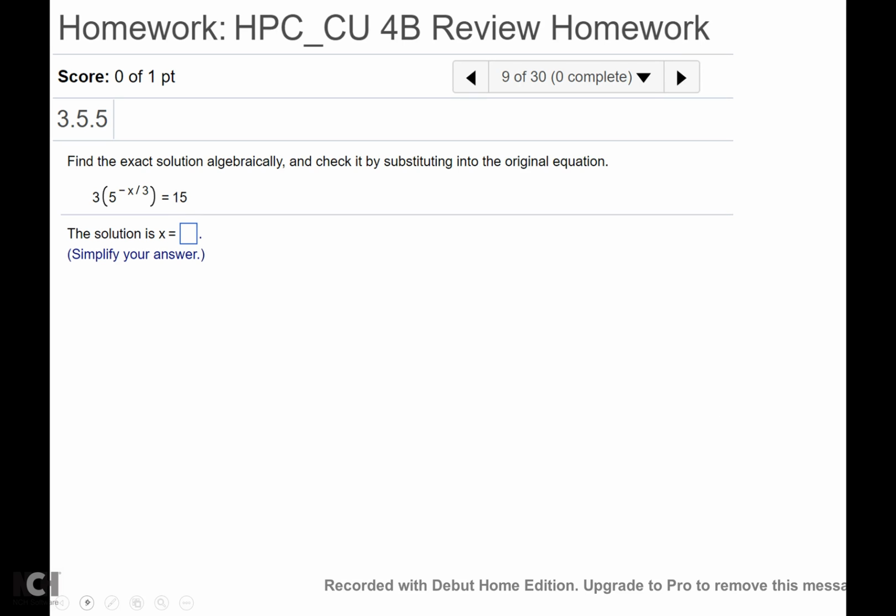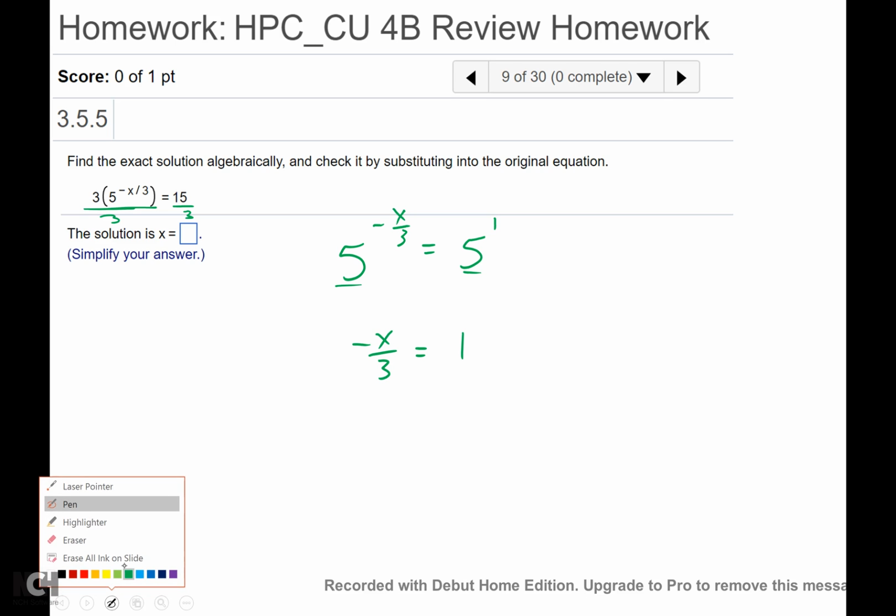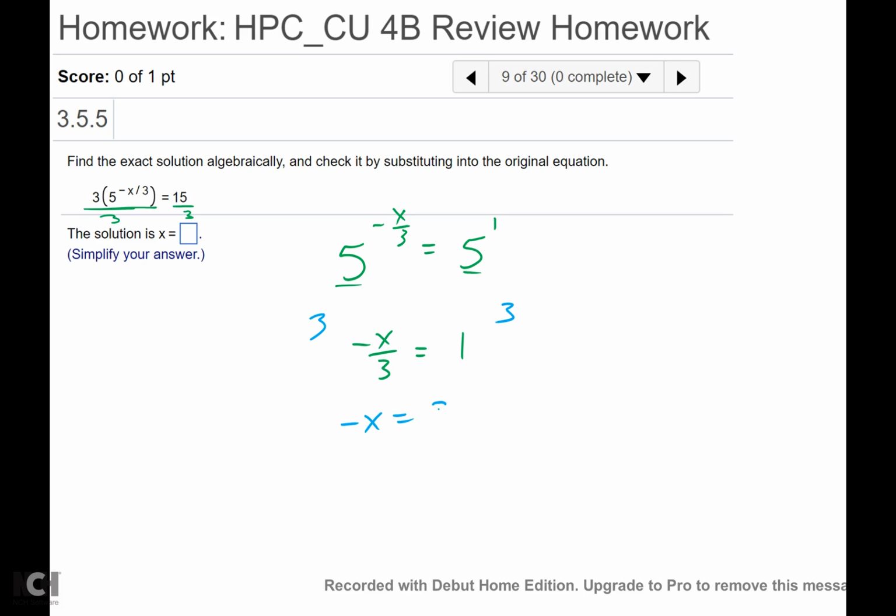Alright, same thing here. I've got to isolate this, so I'm going to divide by 3, which gives me 5 to the negative x over 3 equals 5 to the first. The bases match, so negative x over 3 has to equal 1. To solve this, I'm going to multiply by 3. That gives me negative x equals 3. Divide by negative 1, and x equals negative 3.